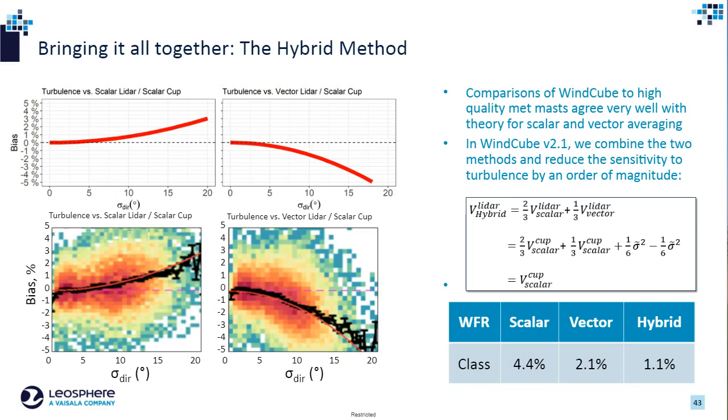And we can see this in the final IEC classification class at 120 meters. This is the example I'm showing here. For scalar averaging, the uncertainty is 4.4%. For vector averaging, 2.1%. And for hybrid averaging, 1.1%.